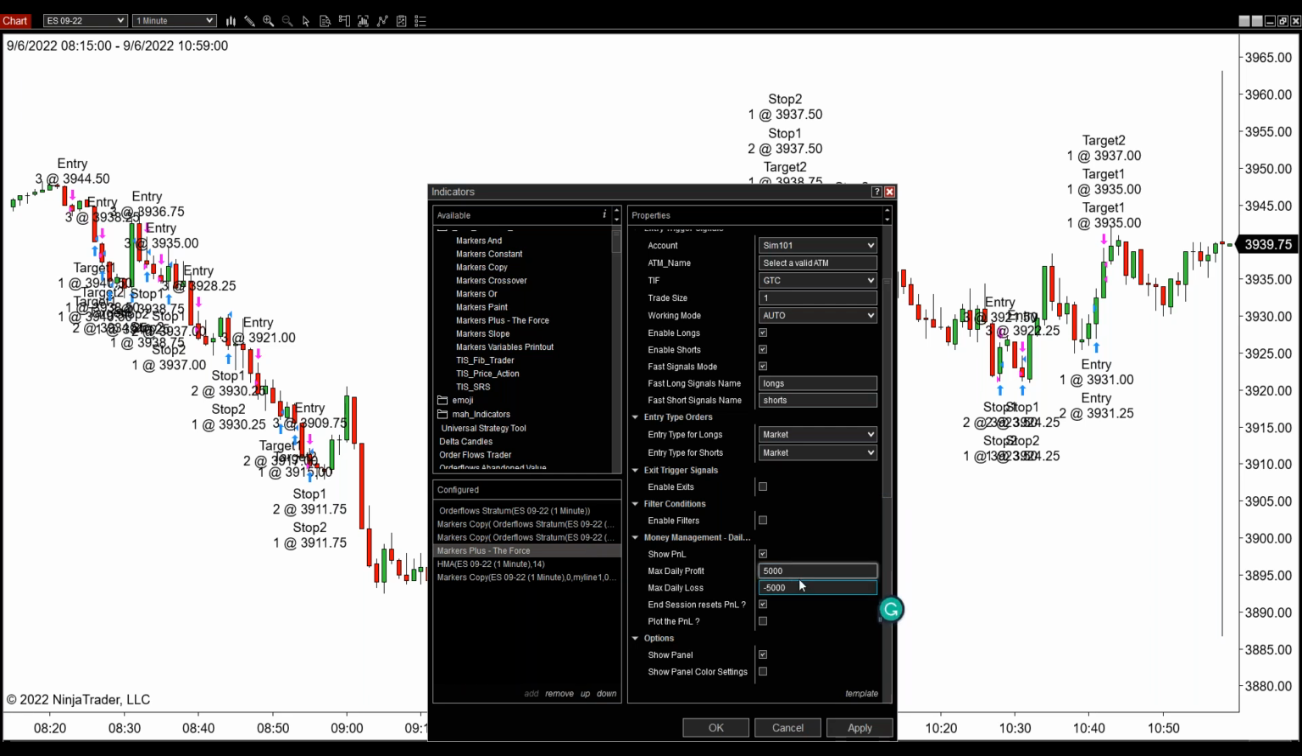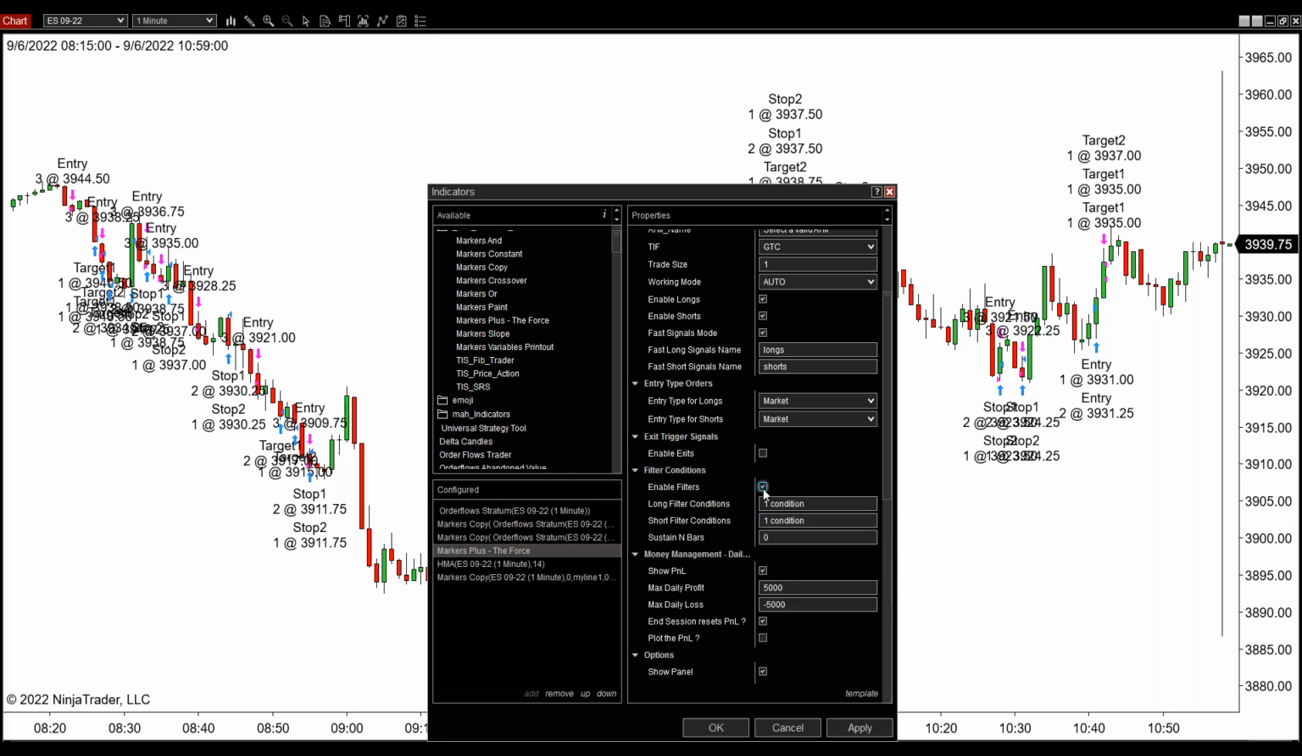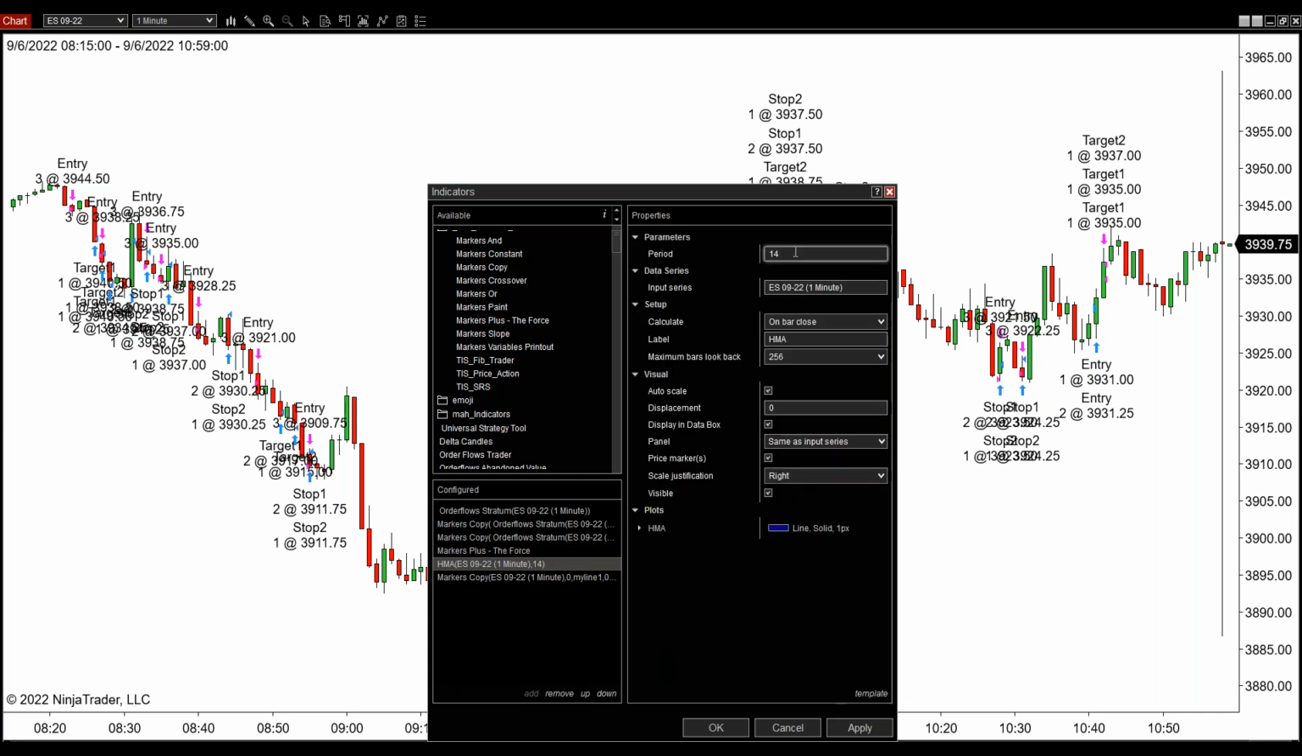I'll change to 5,000. These are E-minis. If you're on micros, 500 is probably okay. And basically that's it. Then what I'm going to do is I'm going to enable the filter in here. Okay, I'll come back to this in a second. So this is my HMA, but I'm not using a 14. I'm using a 50 period.